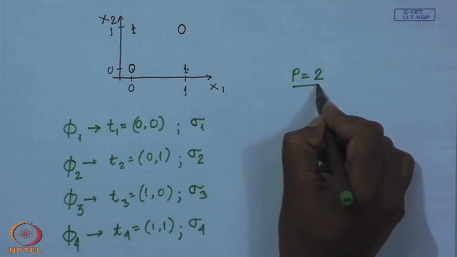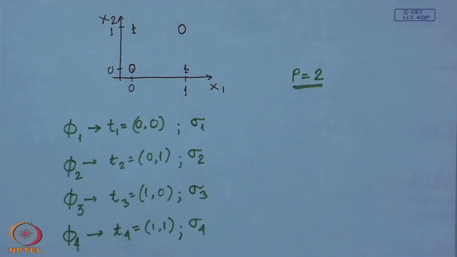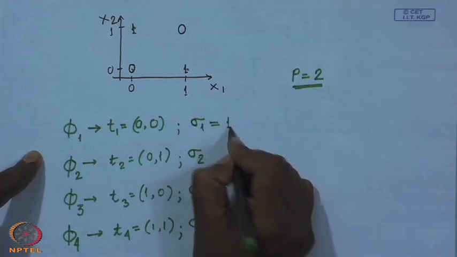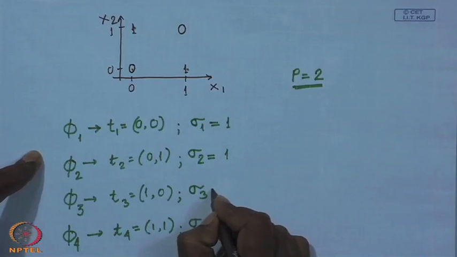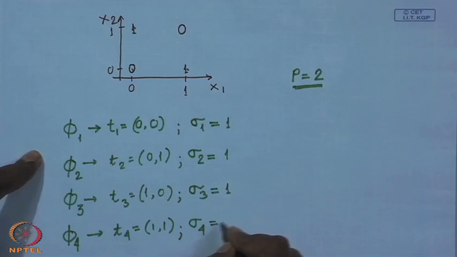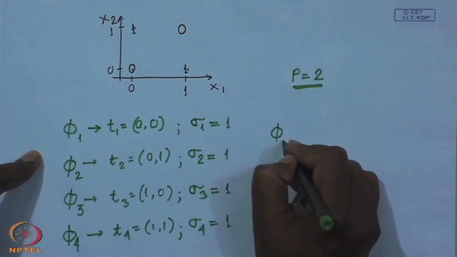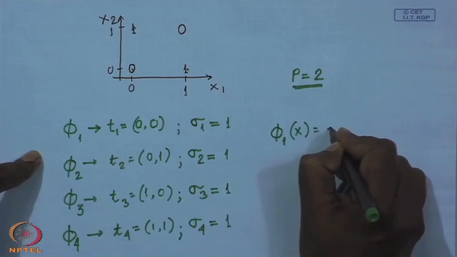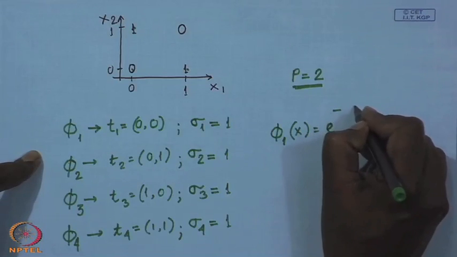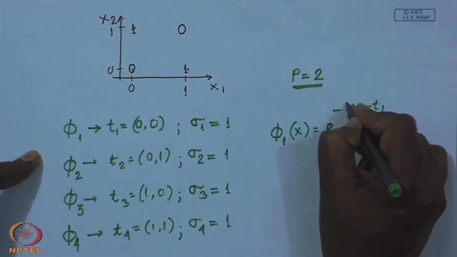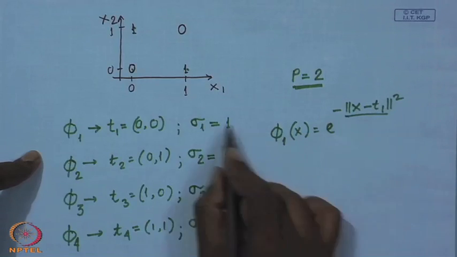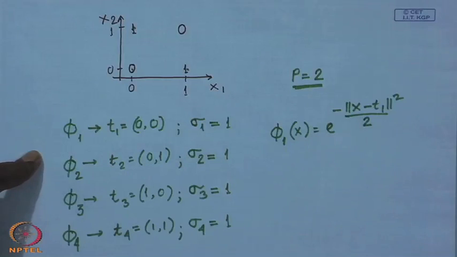So, when I take p equal to 2, I have to take the two nearest neighbors, both of them at distance 1, and the root mean square of these two distances will also be equal to 1. So, I have spread sigma 1 equal to 1, sigma 2 also equal to 1, sigma 3 also equal to 1 and sigma 4 also equal to 1. So, I get phi 1 x, which is of the form e to the power minus x minus t 1 square upon 2 sigma 1 square, and sigma 1 being equal to 1, this will be equal to 2.